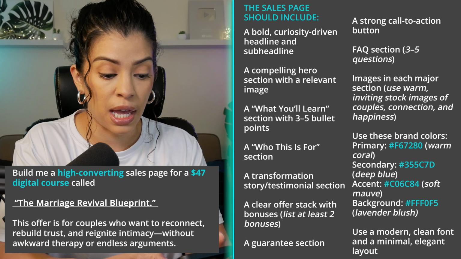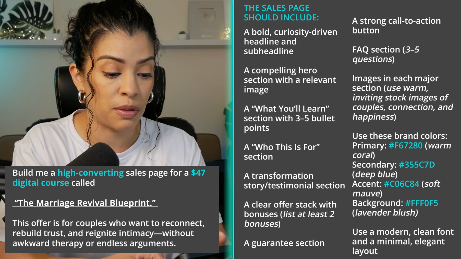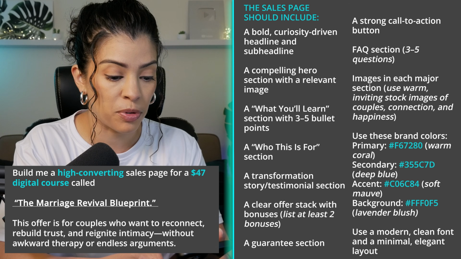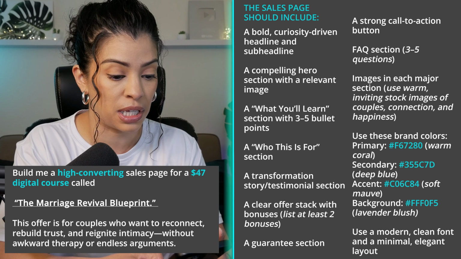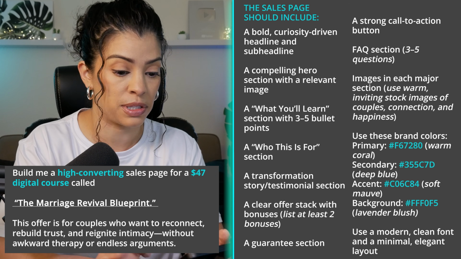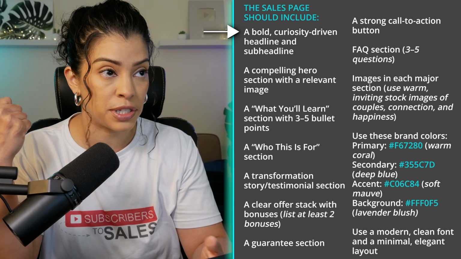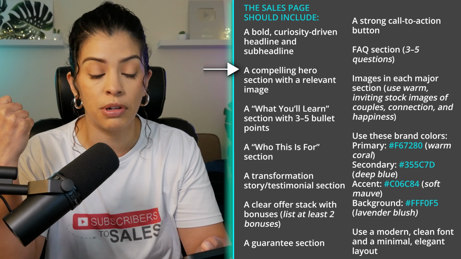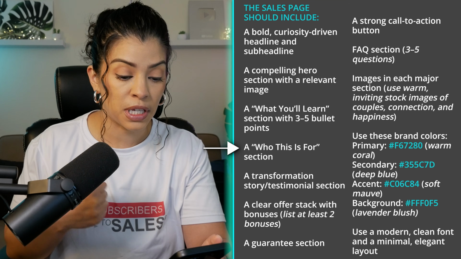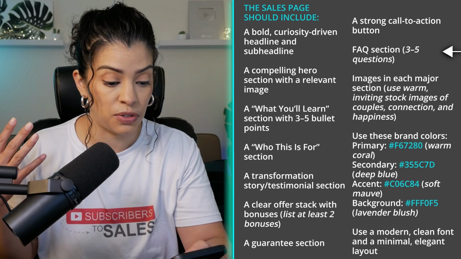It says, build me a high converting sales page for a $47 digital course called The Marriage Revival Blueprint. This offer is for couples who want to reconnect, rebuild trust, and reignite intimacy without awkward therapy or endless arguments. So I talk about the sales page should include a bold, curiosity-driven headline, compelling hero section, what you'll learn, who is this for, etc., etc. So clear offer stack, bonuses, testimonials, FAQ section.